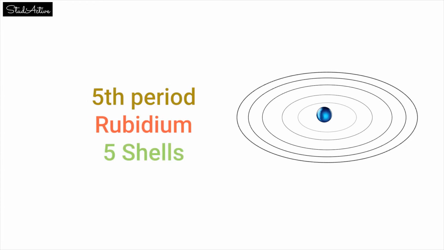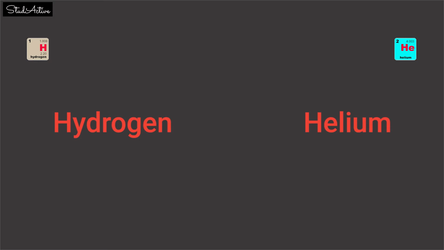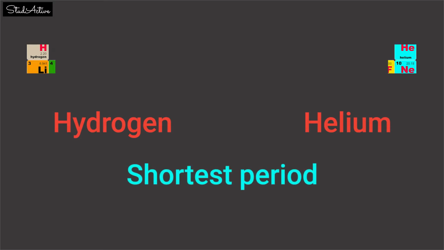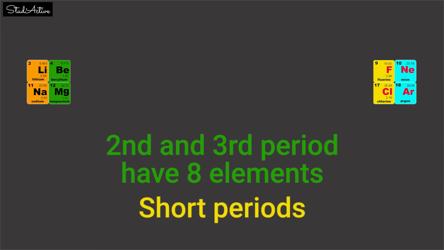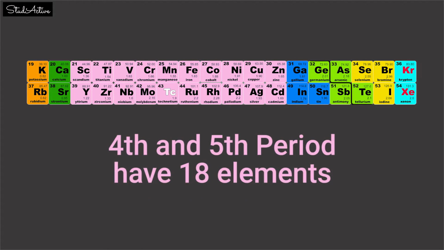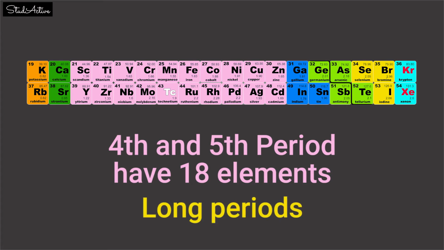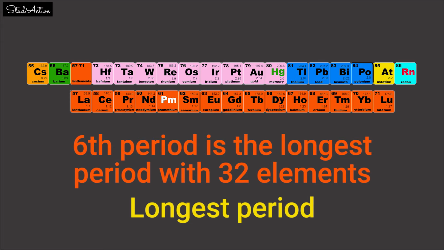Next point, let us learn about the size of the period. We can see that the first period contains only two elements, namely hydrogen and helium. So it is the shortest period. The second and the third period are called short periods. Each of them has 8 elements. The fourth period starts with potassium, and the fifth period starts with rubidium. The periods 4 and 5 have 18 elements, so they are called long periods. The sixth period is the longest period, which has 32 elements.